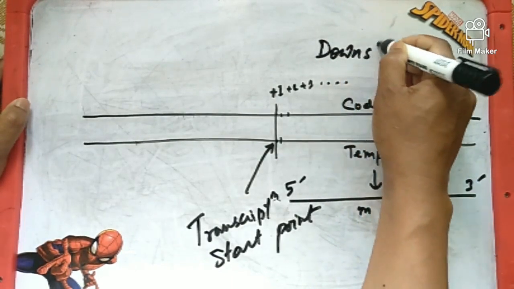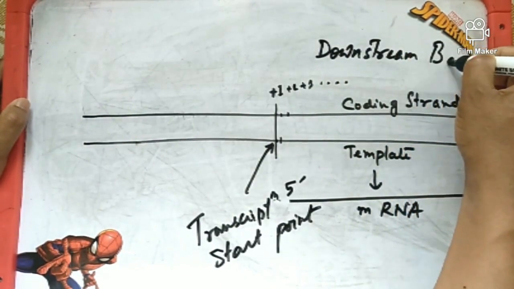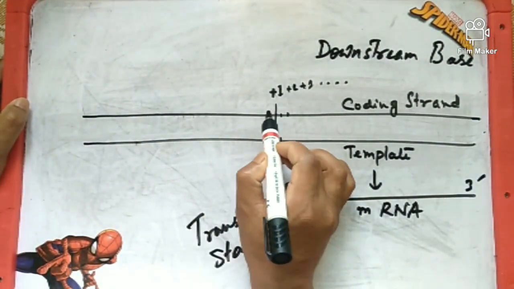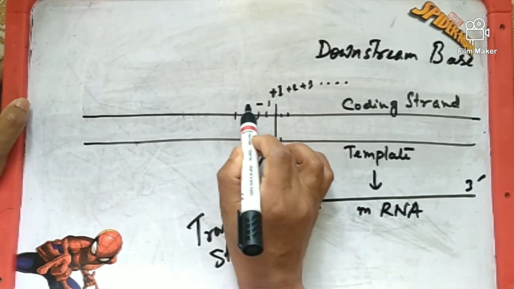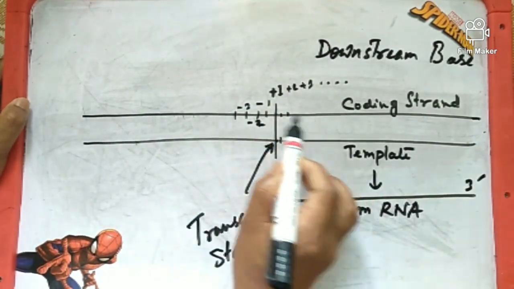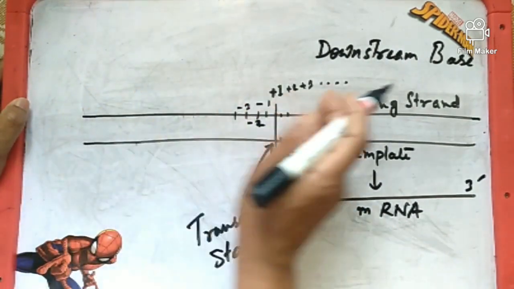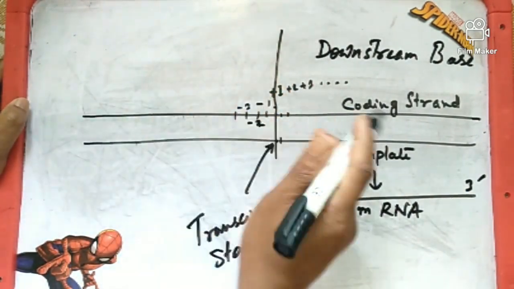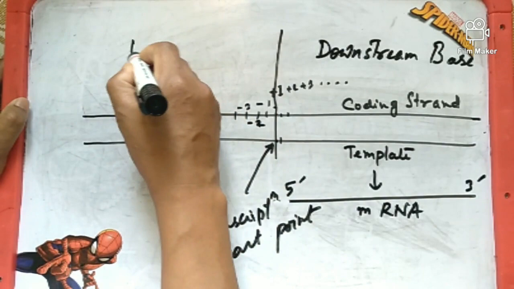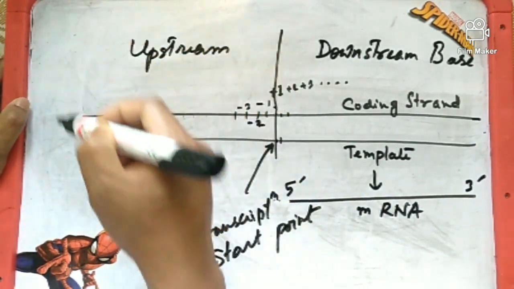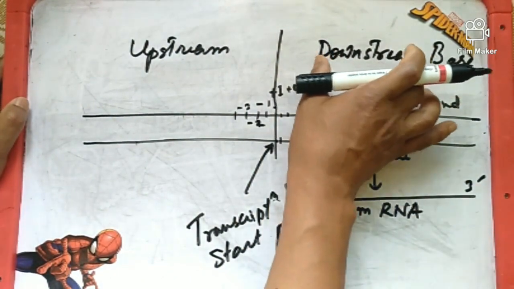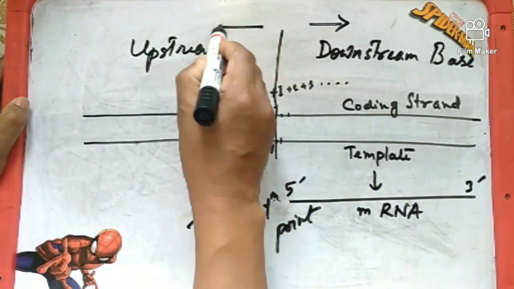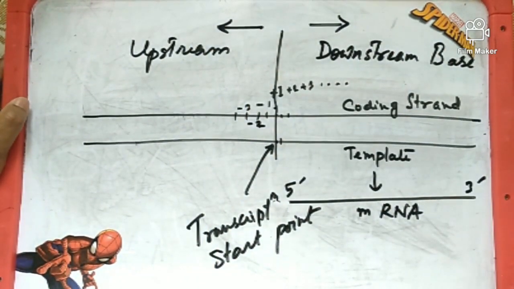downstream bases. And on the left side of the transcription start point, they are numbered -1, -2, -3, and so on. So the left side is numbered in minus and the right side in plus. The elements located on the left side are known as upstream. You have to remember these two terms. Downstream is towards the right side of the transcription start point, and towards the left they are known as the upstream bases or upstream base pairs.